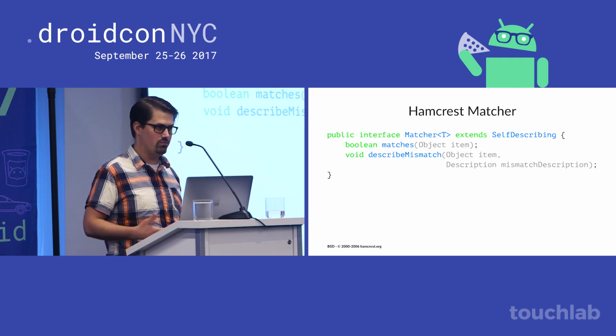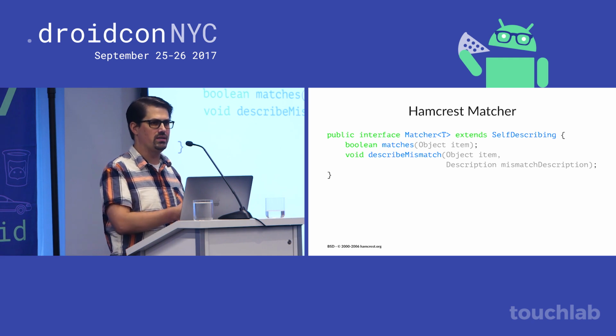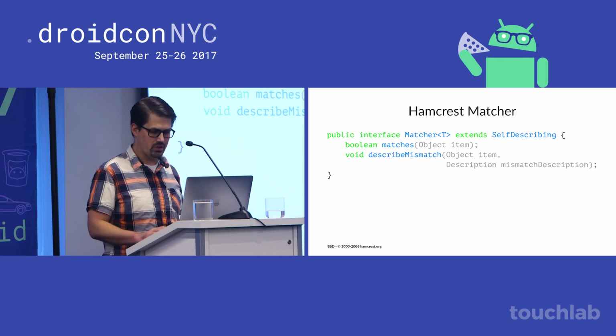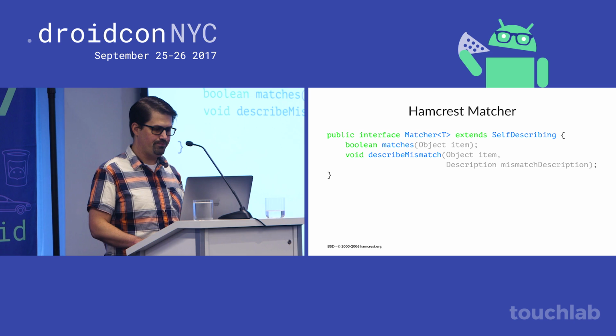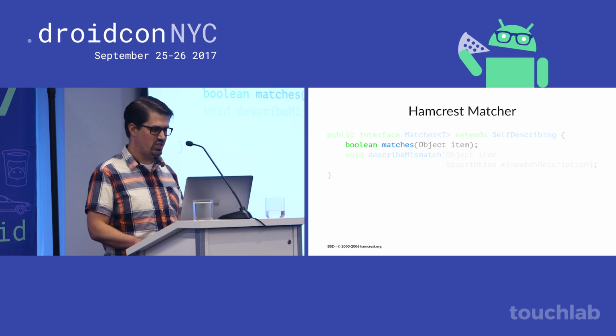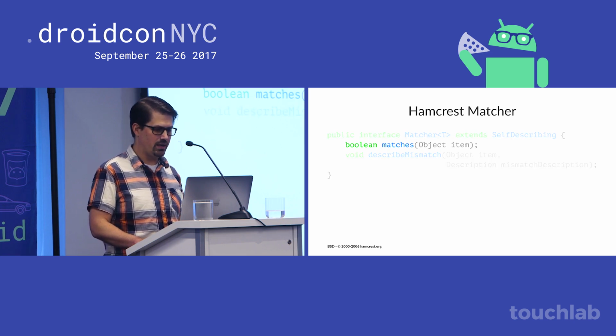So you can give information and context about why it didn't match so you can see what was missing from your test. Espresso relies on Hamcrest 1.3 as part of the Espresso API. Matches is kind of the key logic method that you're going to have in a Matcher.